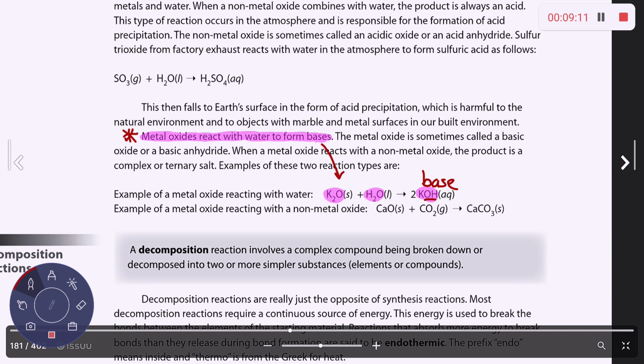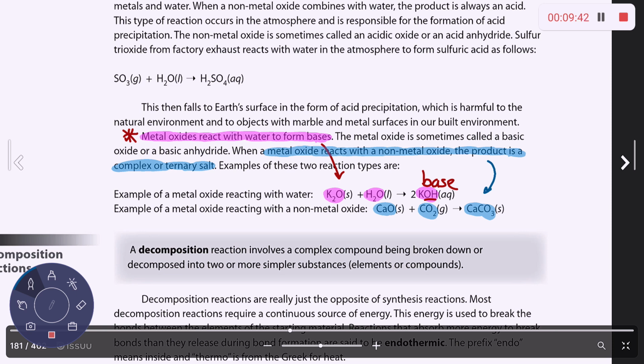And then the last one would be this one here. If a metal oxide reacts with a non-metal oxide, the product is a ternary salt, meaning 3 different elements would be in the salt. So here is my metal oxide combining with a non-metal oxide. Here is my ternary salt. Okay. That's it for synthesis reactions.